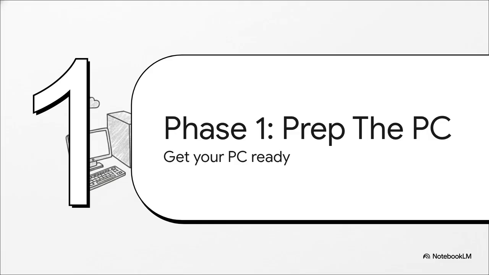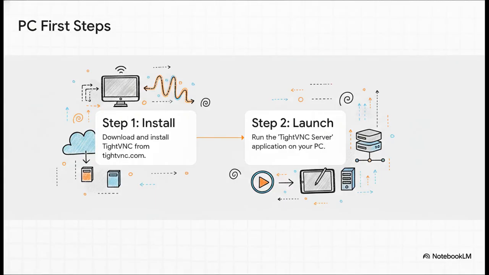All right, let's start with phase one, getting the PC ready. What we're going to do is install a small piece of server software. Think of it like this: we're basically creating a secure, private little door that only your tablet will have the key to. These first couple of steps are super easy. You're just going to head over to TightVNC.com, download the software, and install it just like you would any other program. Once that's all done, the really important part is to find and launch the TightVNC Server application.